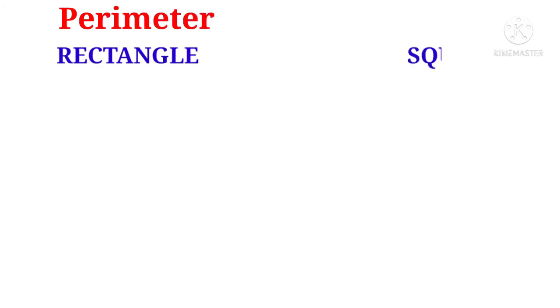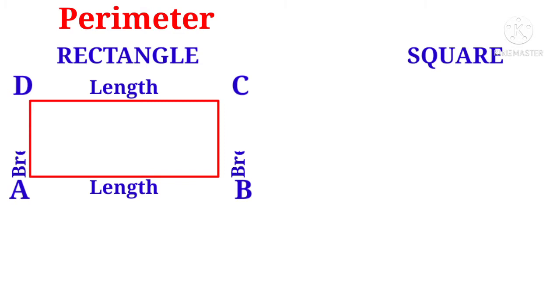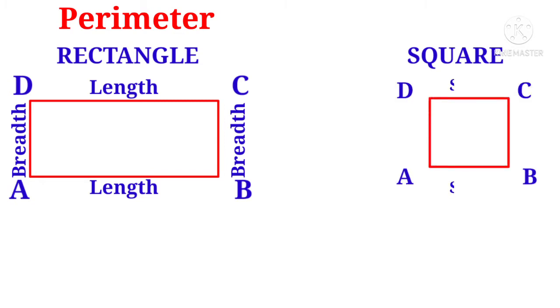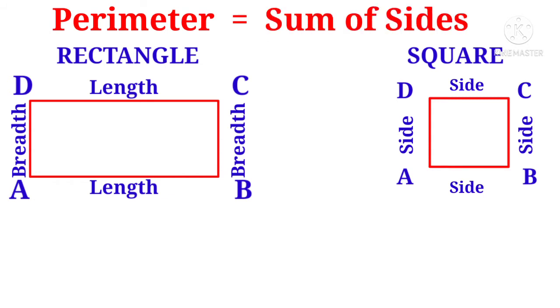One rectangle, another square. For this, take the picture of a rectangle and name it as ABCD. Here AB and CD are lengths and BC, AD are breadths. All sides are not equal. Now let us take the picture of a square. Name it as ABCD. Here all sides are equal. Each is a side. Now perimeter is nothing but sum of sides.